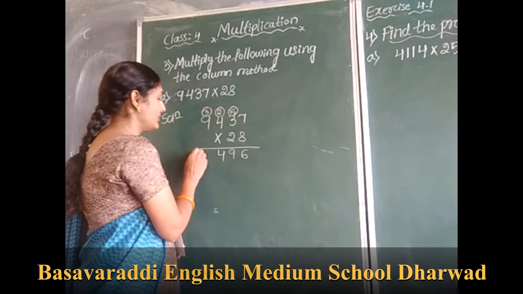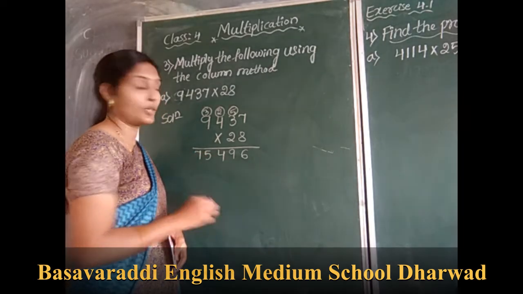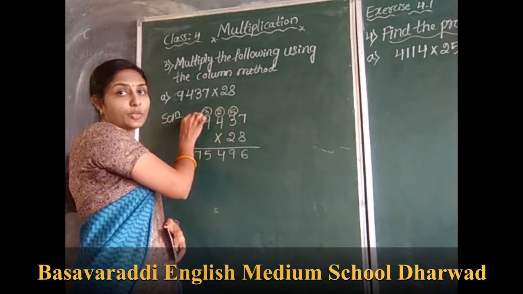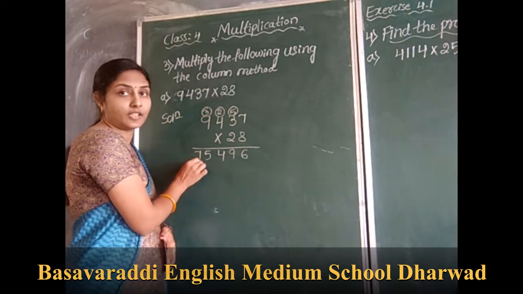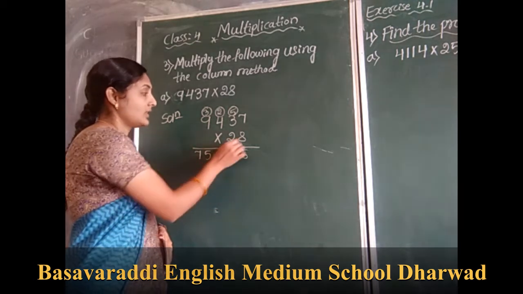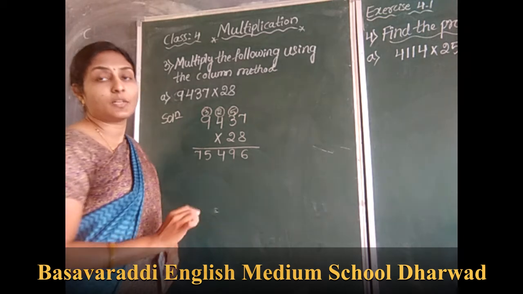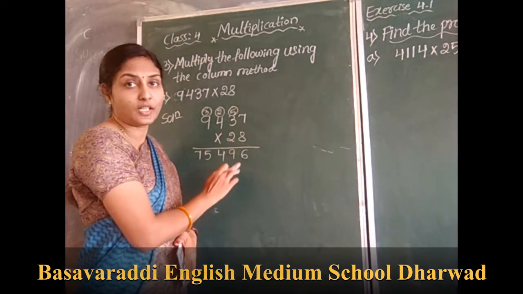Very good. 75. Write the number in the product part. Why? Because there is no number to carry over here. So write the 7 in the ten-thousands place. The 5 is in the thousands place. So the ones place multiplication is finished. We successfully did the ones place multiplication.